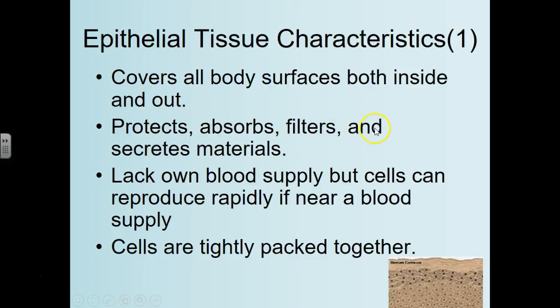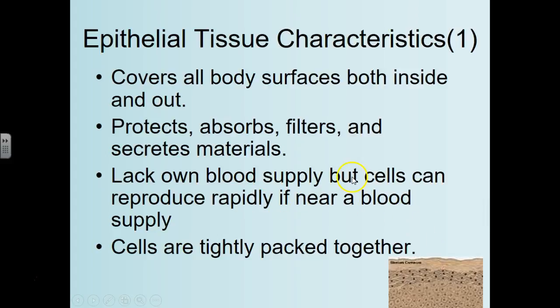Most epithelial tissue doesn't have its own blood supply, but the cells can reproduce very rapidly if near a blood supply. A blood supply really means a capillary, and we know the concept of diffusion. Oxygen and carbon dioxide are among the materials diffusing out from capillaries. Glucose is one of those materials. So if the cells are near a blood supply, they can access those materials, and they can reproduce very, very quickly. Your skin is constantly reproducing. That makes sense? Your skin is constantly being remade. Cells are constantly being reproduced and pushed to the surface of the skin, and your skin is constantly flaking off.